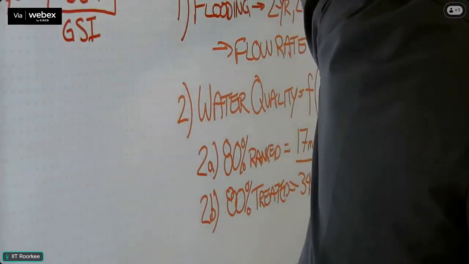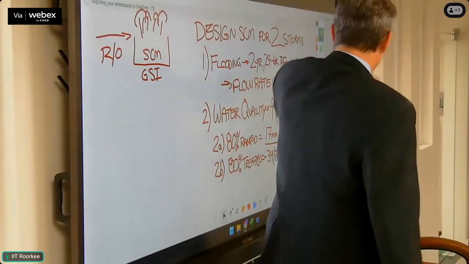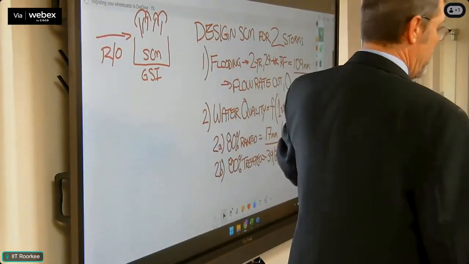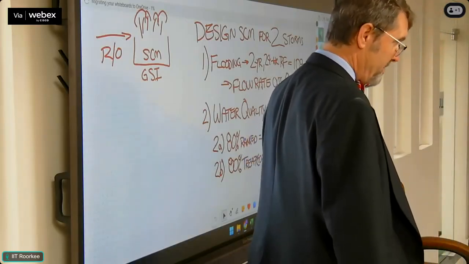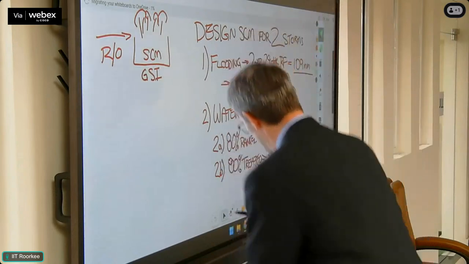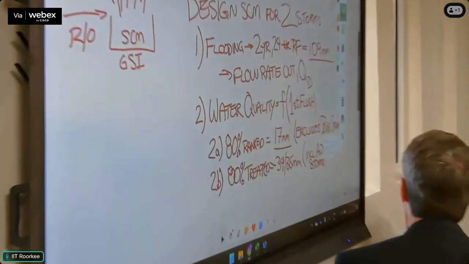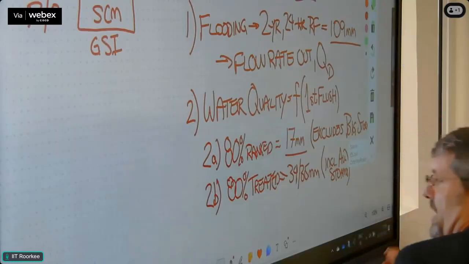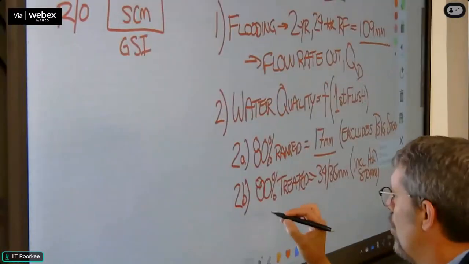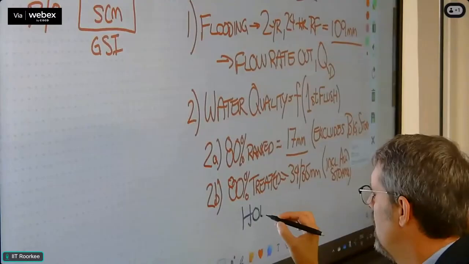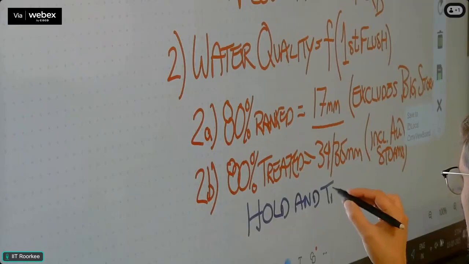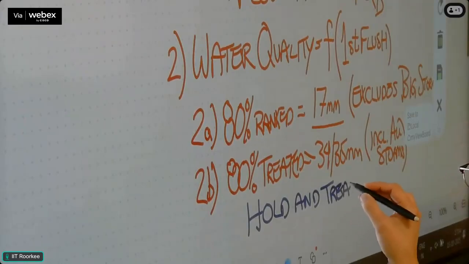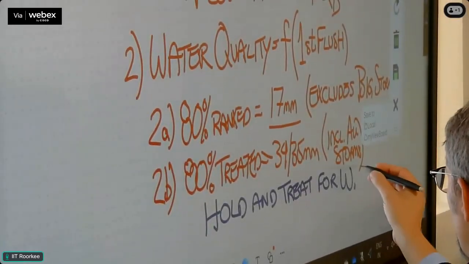So we're treating for flow only 109 millimeters, but the water quality volume, either 17 millimeters or 34, 35 millimeters, this is an important volume. This is the volume that you will hold and treat for water quality.